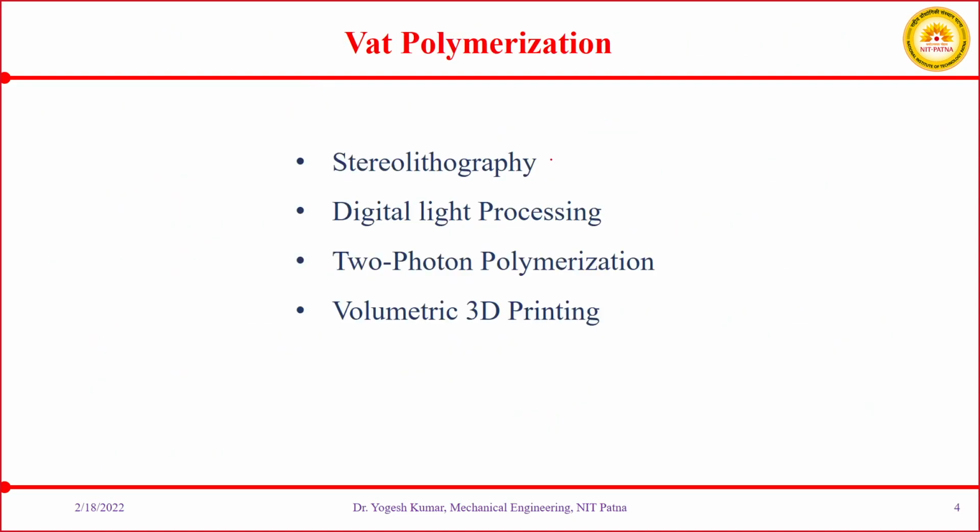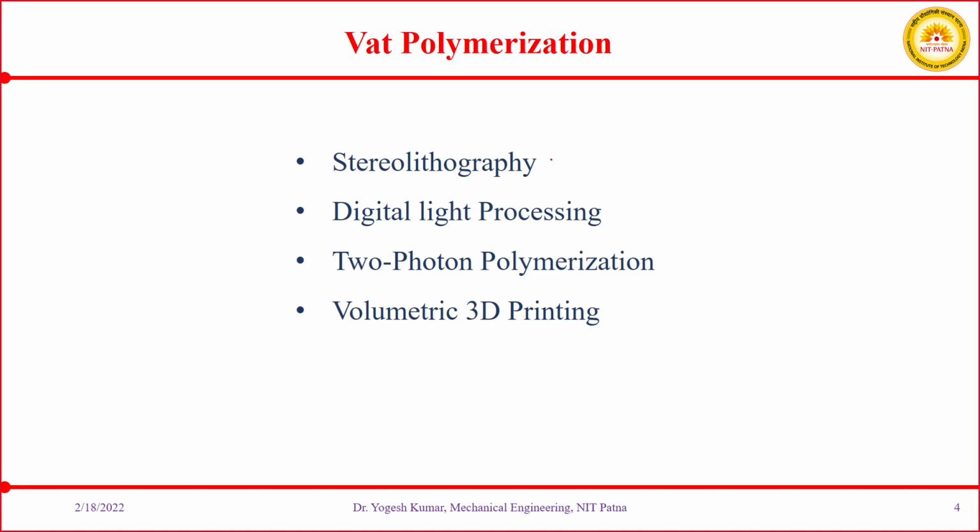Among these wet polymerization processes, the limitation is that the liquid material must polymerize when it is exposed to light. So we cannot use this process for all kinds of material. The material should have the property that the liquid gets solidified when exposed to light. This is the main limitation, and there are different types of processes that have been developed in this category.